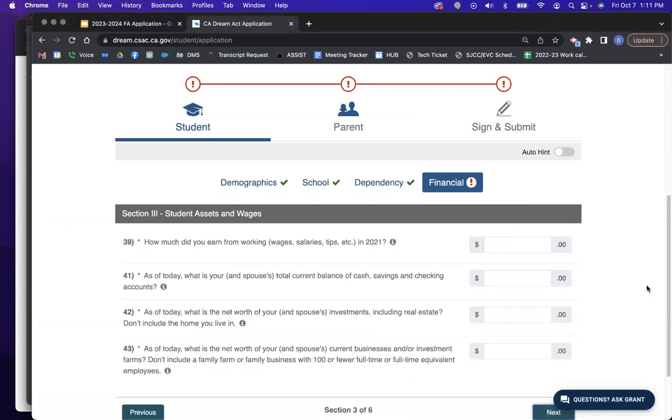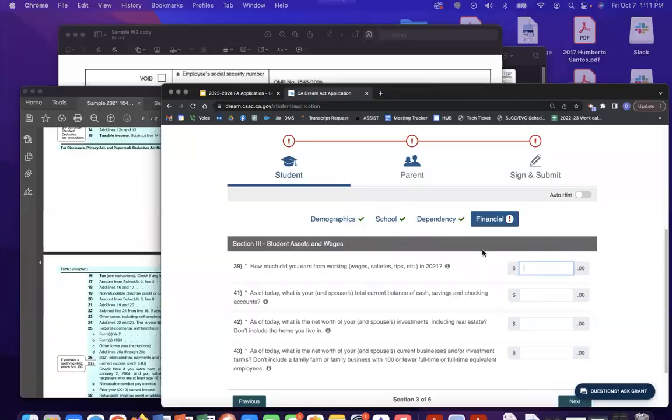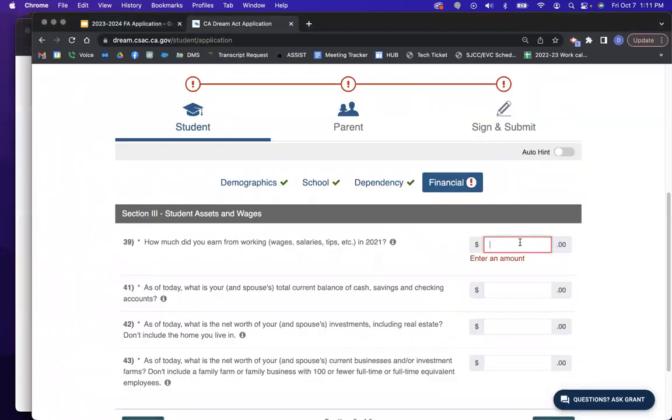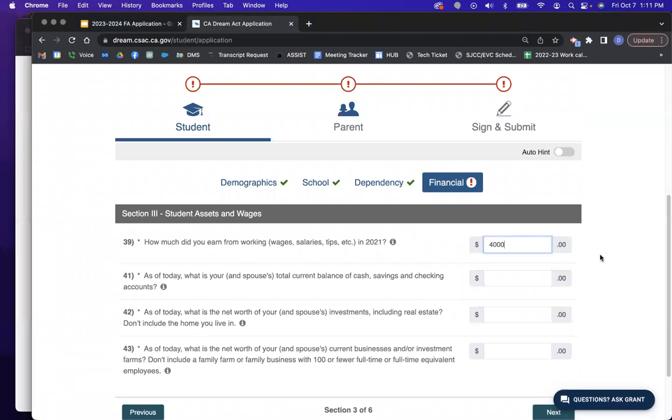Okay, so this is assuming that you did file your taxes. How much did you earn from working wages? And so this is information that you would get from your W-2. It would be on box 1. So again, these are amounts that I just made up for the purposes of this application.